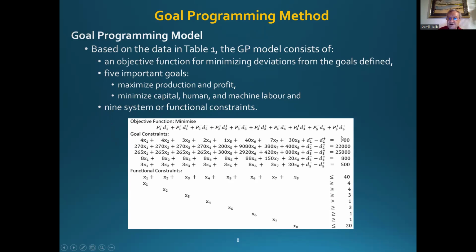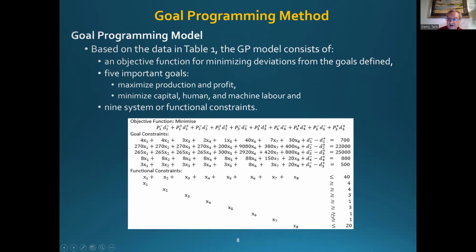In addition to the objective function, here we have two categories of constraints. Goal constraints, we have 5 constraints. These are production, profit, expenses, human labor, and machine labor. Of course, the highest priority is given to goal production. So we want to maximize production and also maximize profits. From the other side, we want to minimize capital, human and machine labor.